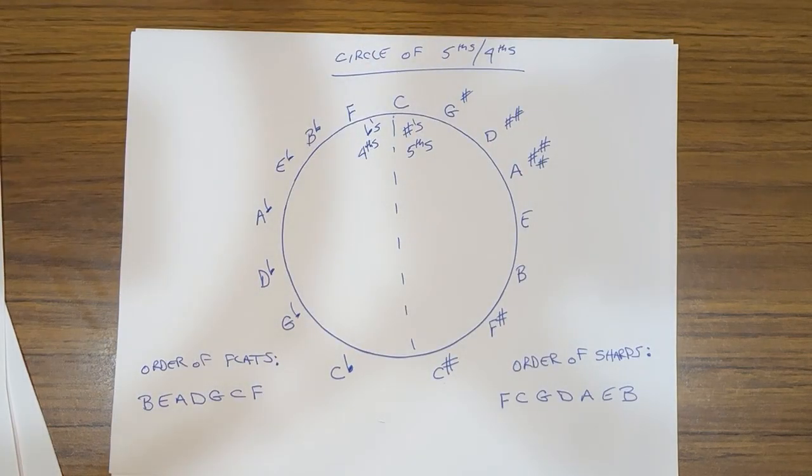So that is the circle of fifths and fourths. There's so many other uses for it, but just from a music theory perspective that's a really good way of looking at it. All right, thanks a lot.